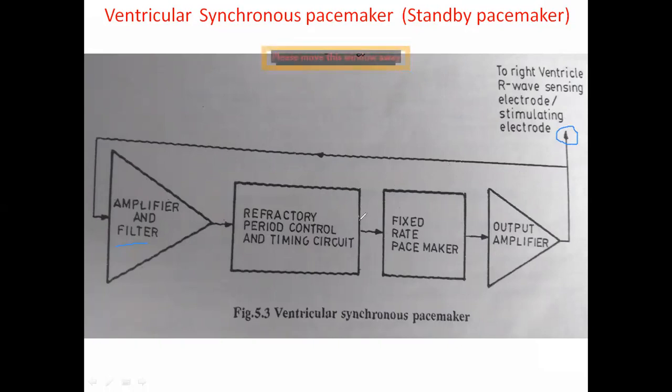So like this, it will have a difference: the sensing period, and how much time is taken after sensing and comparison of the actual signal. Again, we have to produce pulses using the fixed rate pacemaker, and the pulses from the fixed rate pacemaker are applied to the output amplifier, and the output amplifier applies the pulses. And after a certain period of time, the sensor again senses the R waveform.